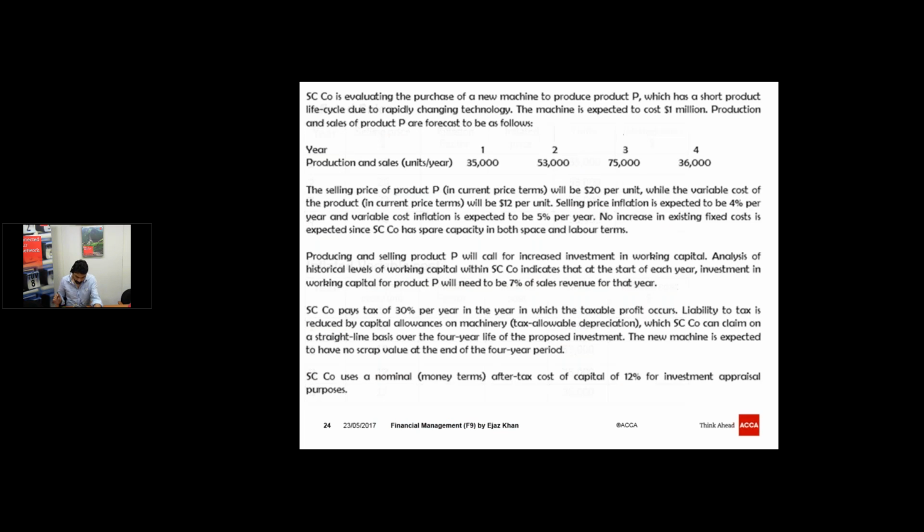Okay, let's now first discuss the selling price of the product P, which will be $20 per unit, and the selling price inflation will be 4% per year. That means that the price will start increasing at 4% per year. But will we start from year 1 or from year 2?